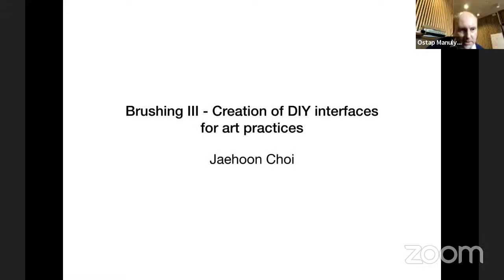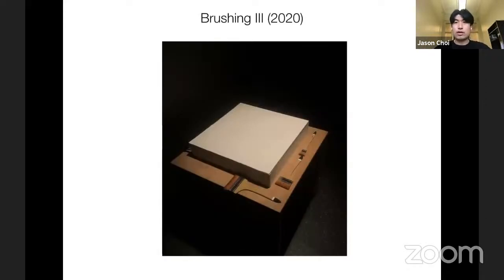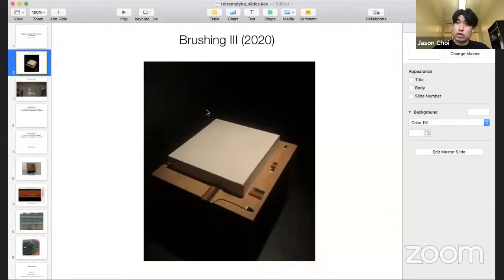So today I'll talk about Brushing 3, which is the third iteration of my brushing projects. The brushing project is a series of sound art and sound performance based on the medium of brushing. And in today's talk, I want to talk more about the DIY element in the creation of art, computer music, and sound art practice. So before we move on, I would like to first share some documentation of my brushing project.